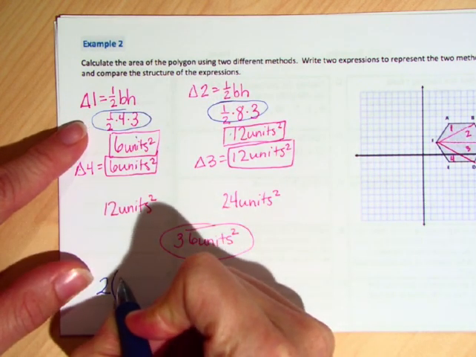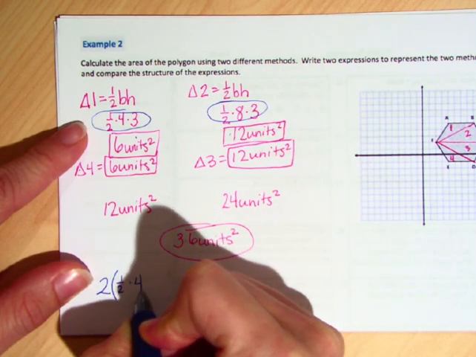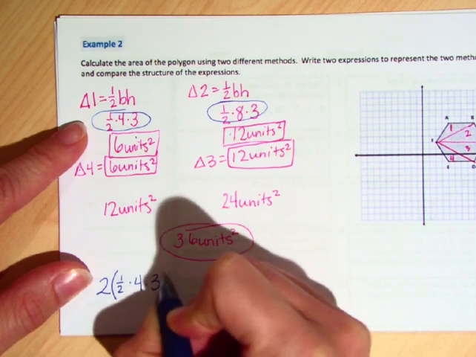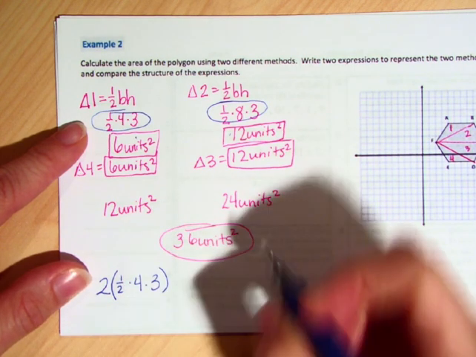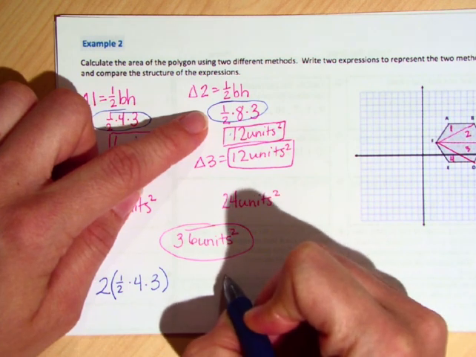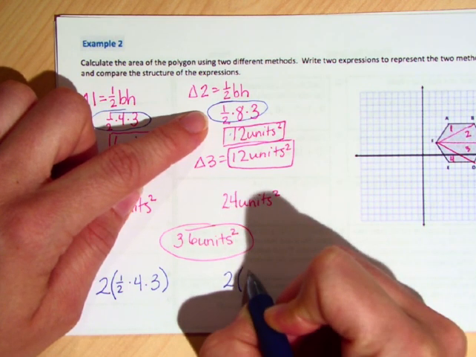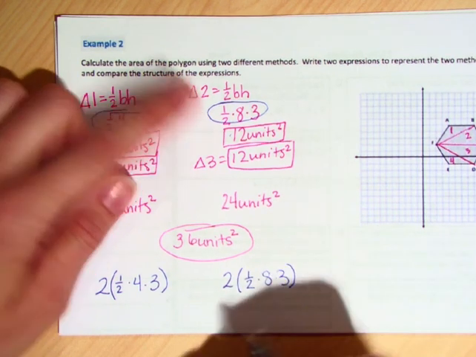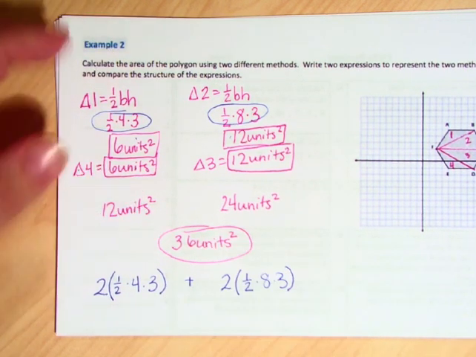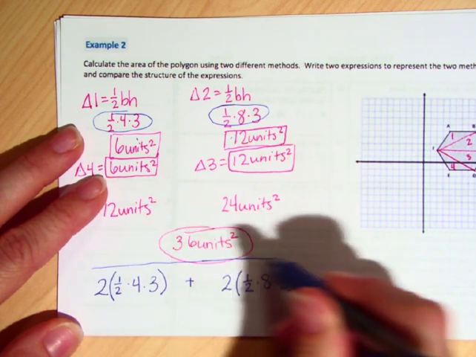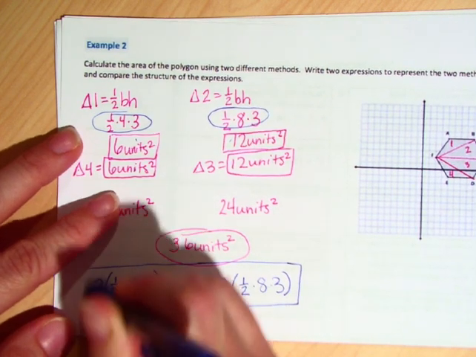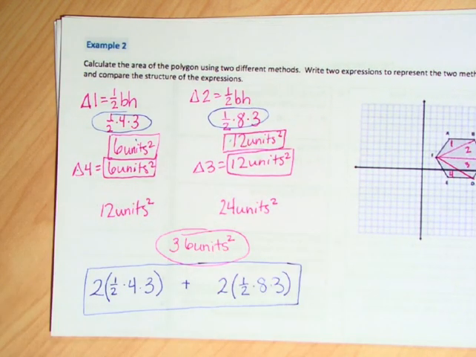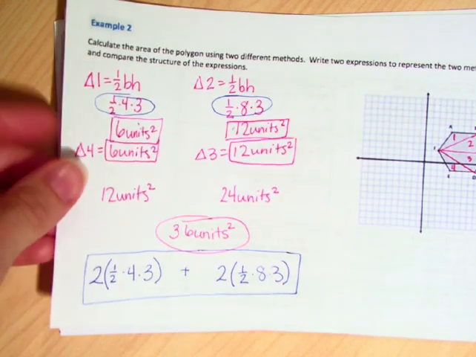We did 1/2 times 4 times 3. Over here, we did the same thing. We did 2 of the 1/2 times 8 times 3, and then at the end, we added them together. This is our expression. Isn't that awesome? That's a very complex expression. Wow. I'm going to set this one to the side for a moment.